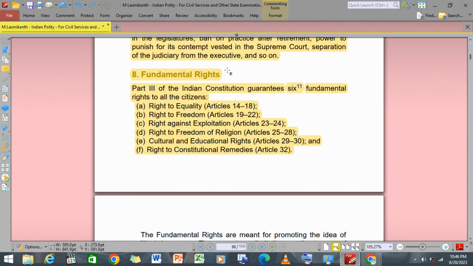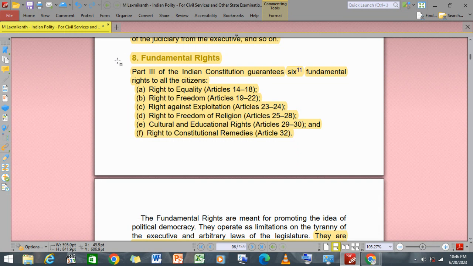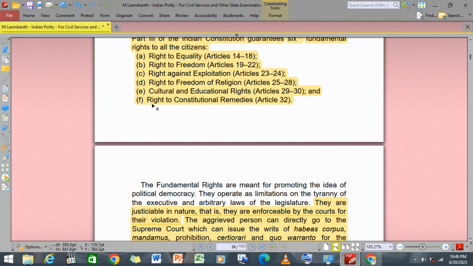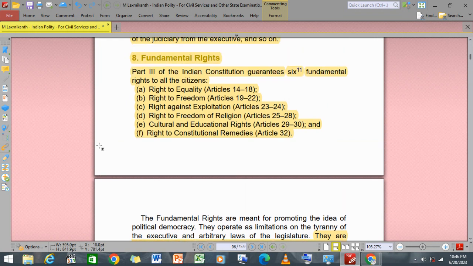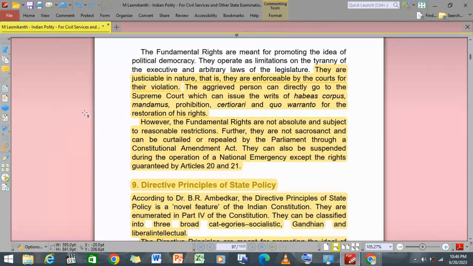Now we have the fundamental rights. All right, in the Constitution as a salient feature we have the fundamental rights. Part three deals with it. We have the right to equality, freedom against exploitation, freedom of religion, cultural and educational rights, and the right to constitutional remedies. So these are the fundamental rights which are given to every citizen of India, and these are justiciable in nature.